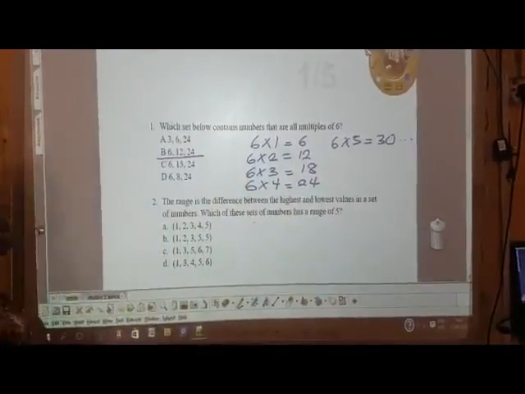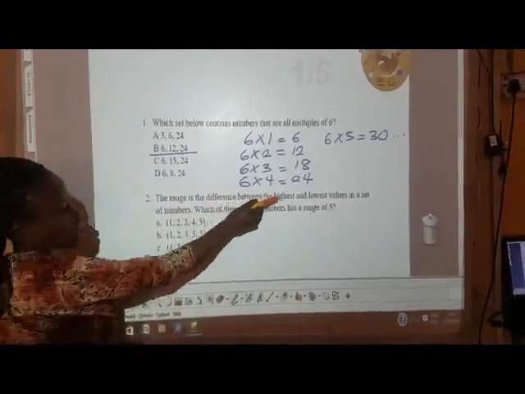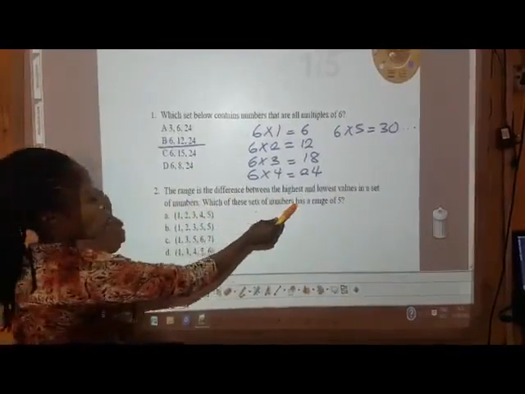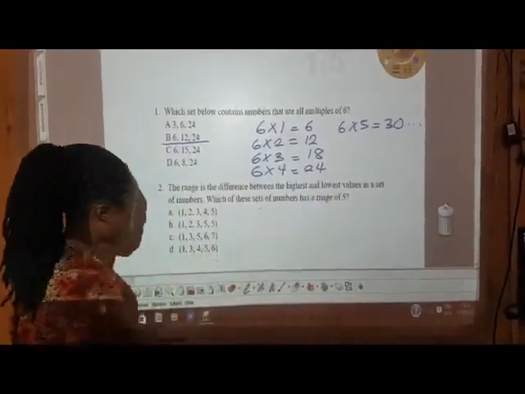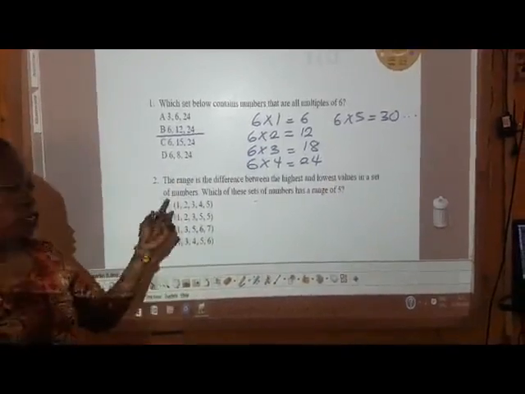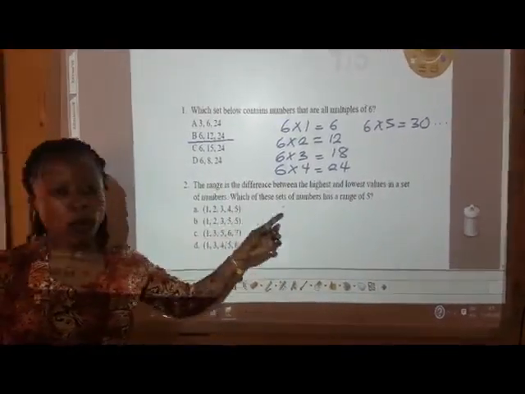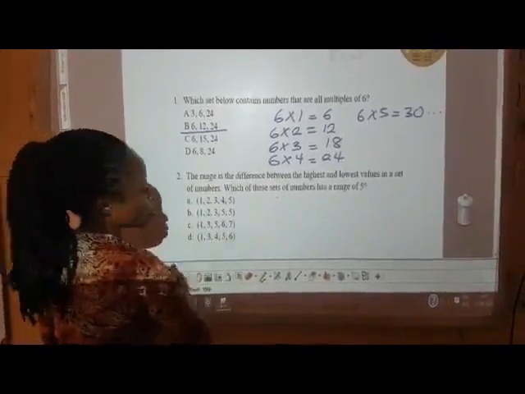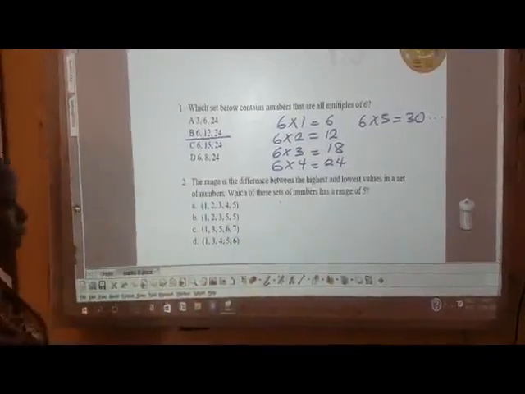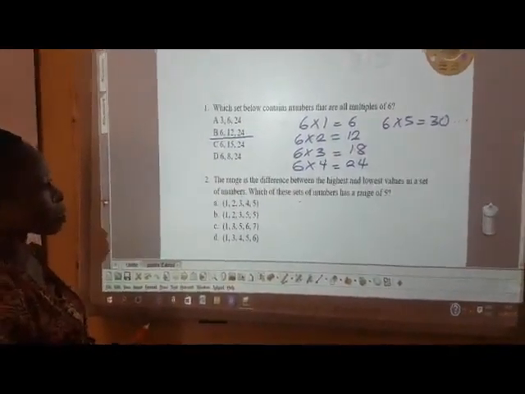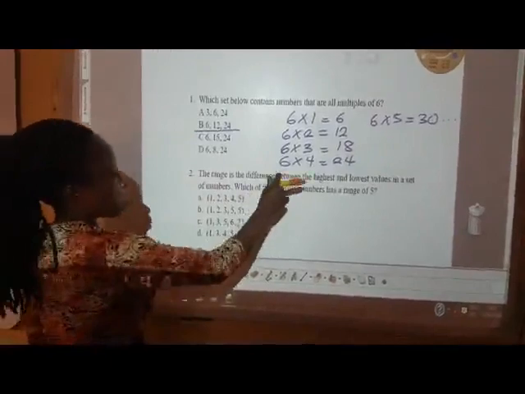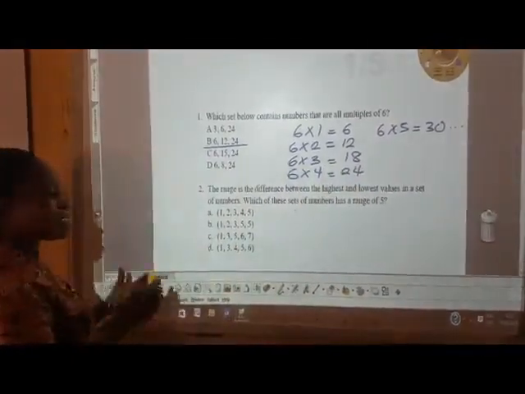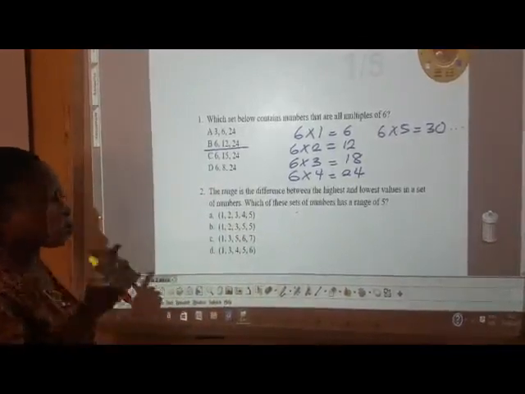Now let's see number 2. The range is the difference between the highest and lowest value in a set of numbers. Which of these sets of numbers has a range of 5? Now let's look at it. Which set has a difference between the highest and the lowest number equal to 5?